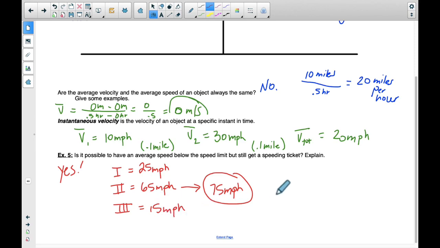Okay, so just consider that your speed at any given time, your instantaneous speed, is going to be different from your average speed. And that could make a difference, especially when you're getting a speeding ticket.